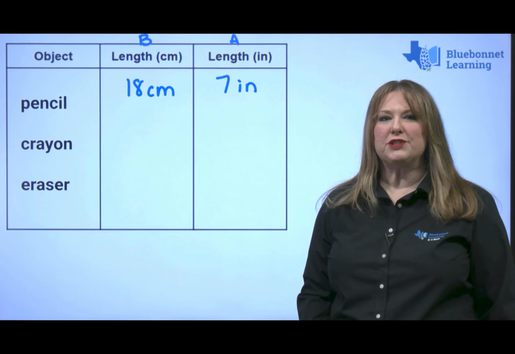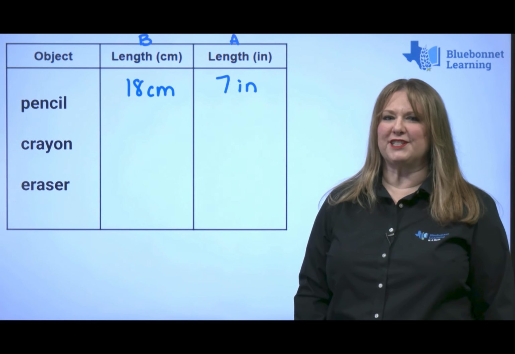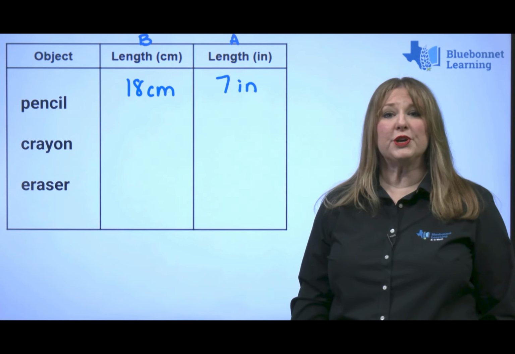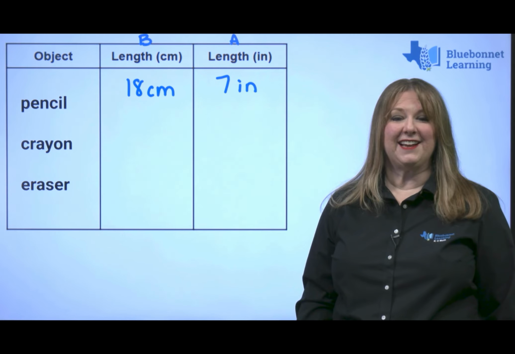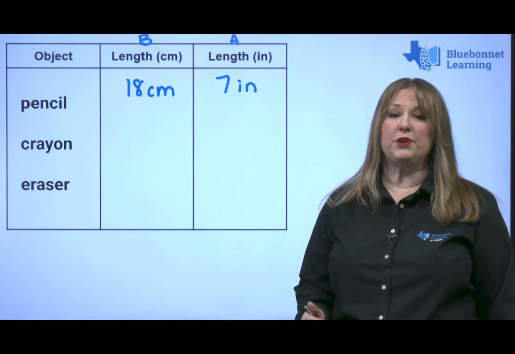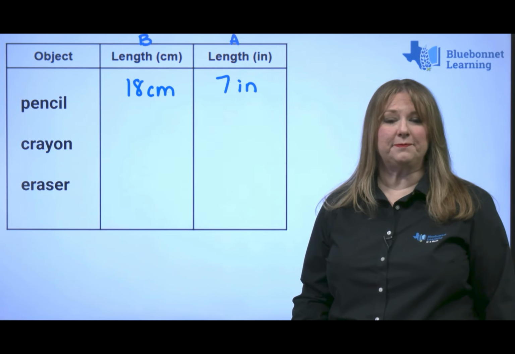Why do you think the measurements are different? Turn and talk to your partner. Are you both correct? Okay, so you got different measurements, but you both think you're correct.